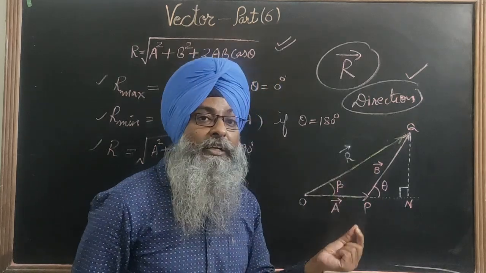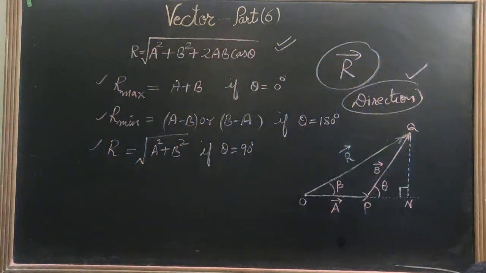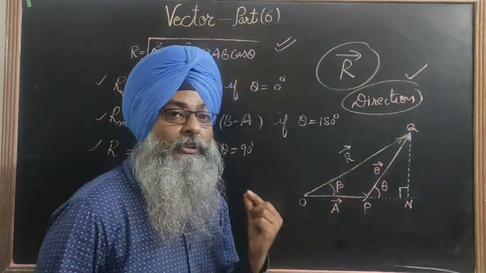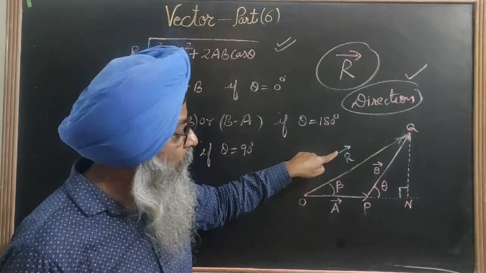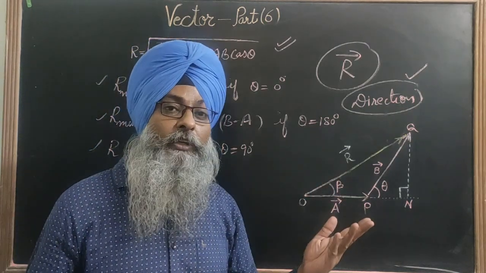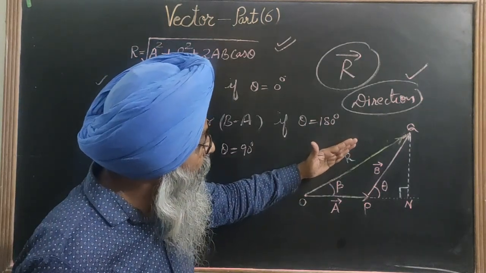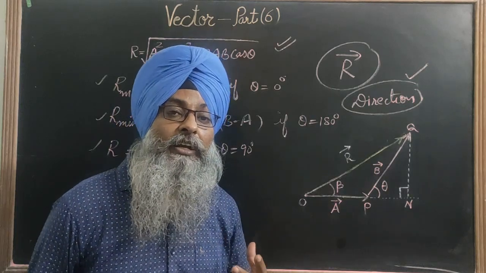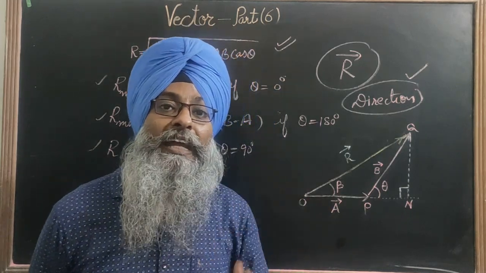Now what is beta? It is the angle which the resultant vector makes with the A vector. Now, if you are able to find the beta, then you can calculate the direction of the resultant vector. Okay? Suppose it comes out to be 30 degree. If beta is 30 degree, then we can say the resultant vector is at 30 degree to the vector A. The resultant vector makes an angle of 30 degree with the vector A.